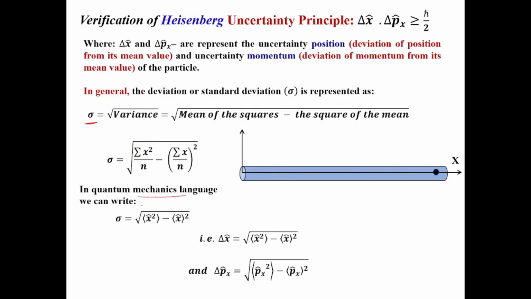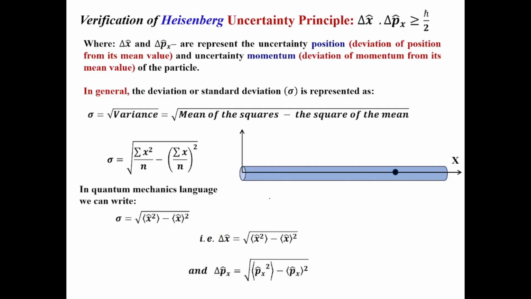In quantum mechanics language, as I already discussed, this can be written in this format: expectation value of the square minus the square of the expectation value, whole square root, is the deviation. If we consider the position, the deviation of position is represented by this one, del x cap, which is sigma. Here del x cap deviation is this one. If I consider the momentum deviation, del px cap, instead of x it will be the square root of the expectation of px square minus the square of the expectation of px.